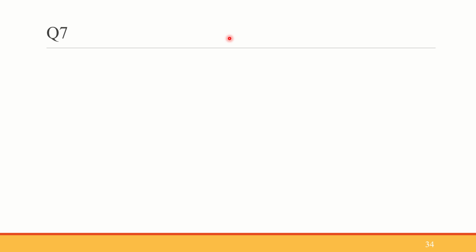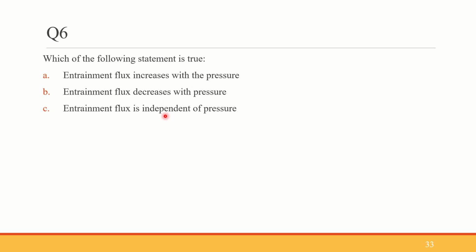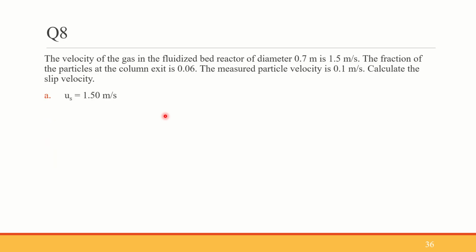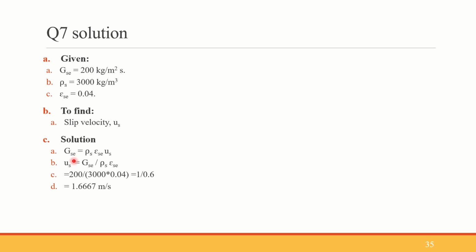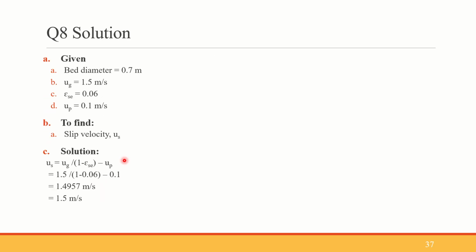These are all repetitive questions, frankly speaking. It is according to Lee and Kwauk: epsilon S minus epsilon S star divided by epsilon SD minus epsilon S star is equal to exponential of minus Z by Zi divided by Z naught. The same option is given over here and over there. So you must be aware of Lee and Kwauk's axial distribution of solids and Cooney and Levenspiel's freeboard entrainment model. Similarly, this one, US is equal to GS by rho S epsilon SC, and this is what is asked over here also.